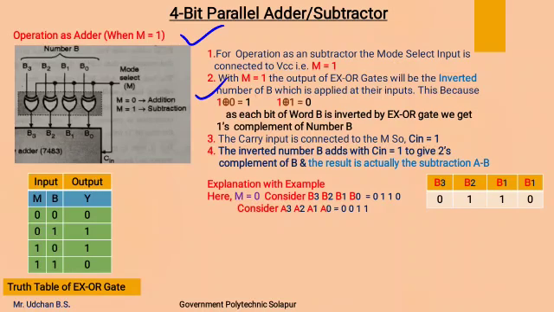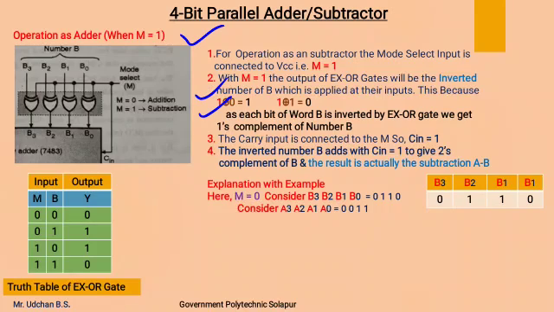Here mode select input m is 1. The output of XOR gates will be the inverted number of b, which is applied at their inputs. This is because 1 XOR 0 will give you 1, and 1 XOR 1 will give you 0. Here the 1 is mode select input, and another input is our actual number b input, which is inverted. Here it is 0, it is converted into 1. Here it is 1, it is converted into 0 by keeping mode select input 1. As each bit of word b is inverted by XOR gate, we get the 1's complement of number b.